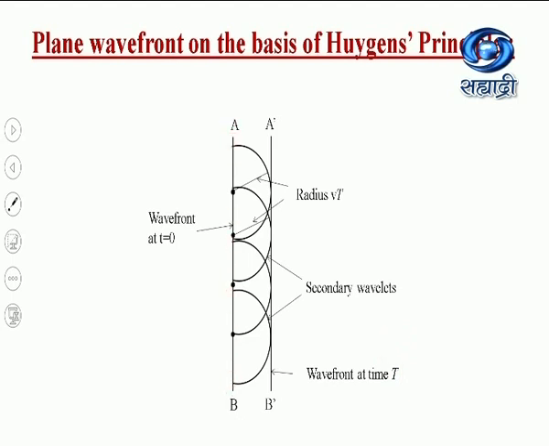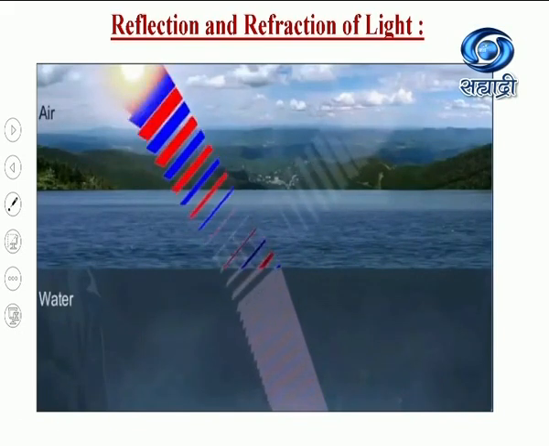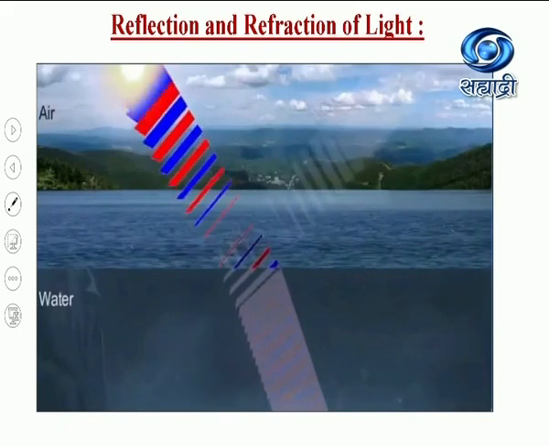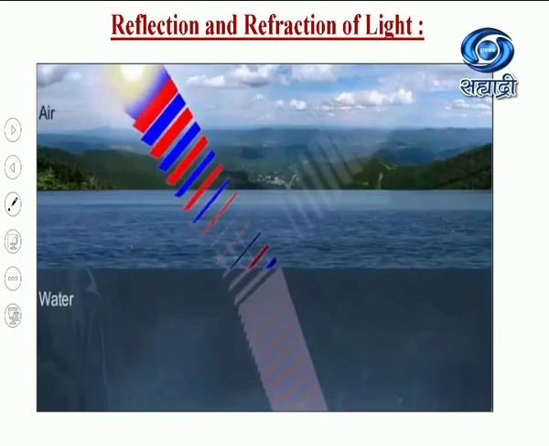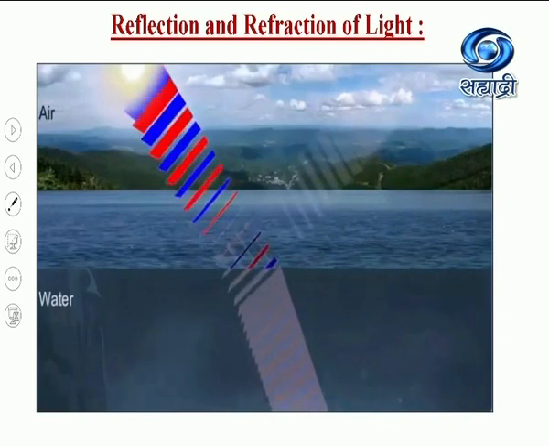AB was old wavefront, and by using Huygens principle, we constructed a new wavefront A dash B dash at time t. The construction of spherical and plane wavefront can be asked in exam for 2 marks. When light waves are incident on an interface of two transparent media, light gets partially refracted and partially reflected. Using the Huygens principle, we can derive the laws of refraction and reflection and show that these laws are consistent with the wave nature of light.